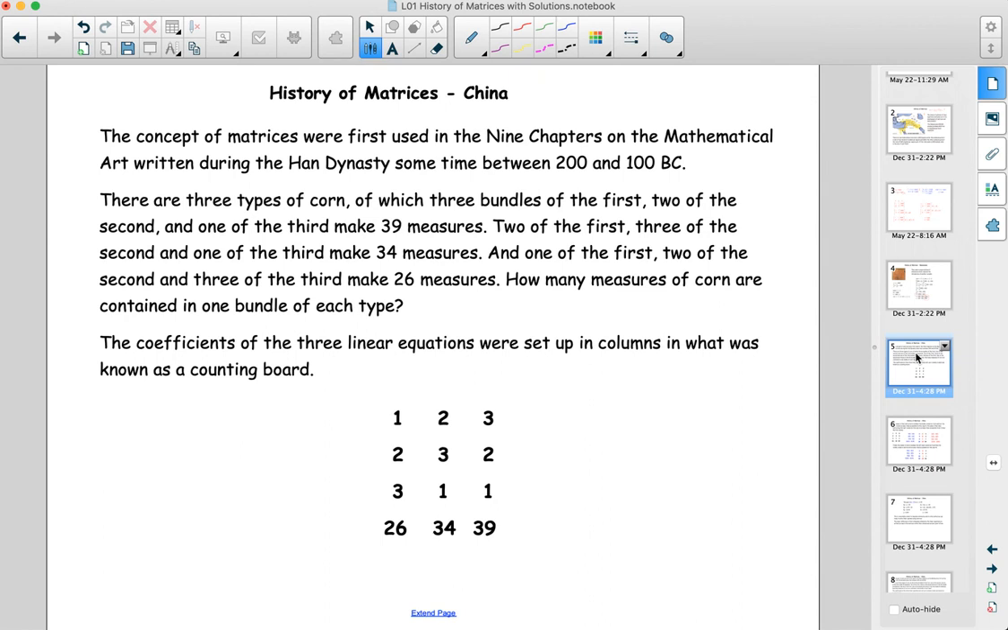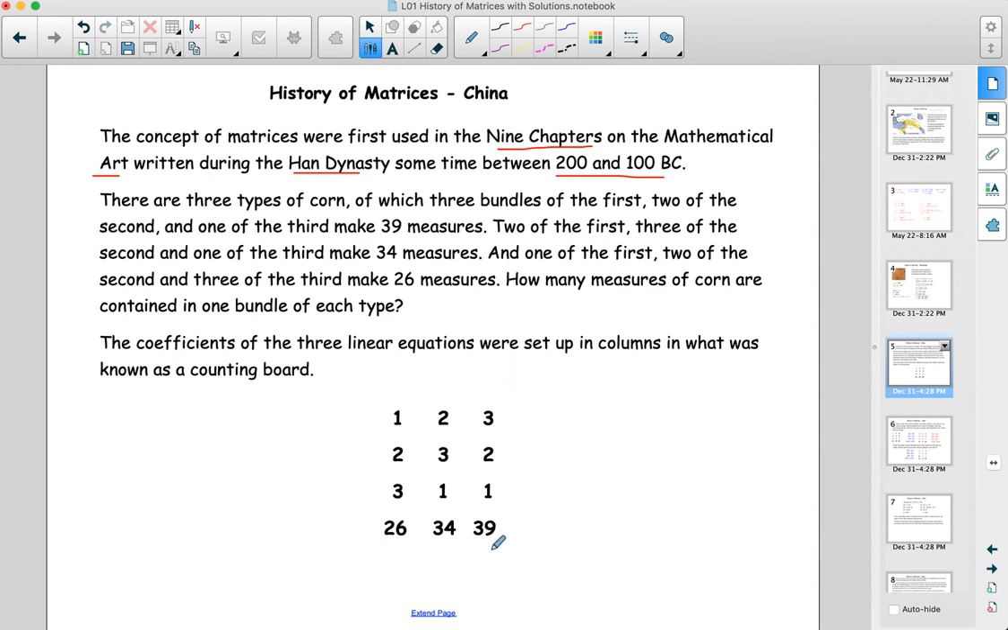More history, the history of matrices in China. So the concept of matrices were first introduced in a book, 9 chapters on mathematical art written during the Han Dynasty, sometime between 200 and 100 BC. Now this was a problem they were trying to solve. There are 3 types of corn, of which 3 bundles of the first, 2 of the second, and 1 of the third make 39 measures.